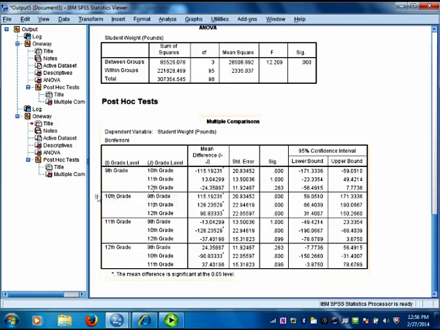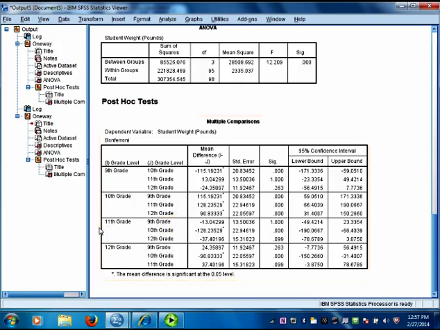And then for 10th graders, we already compared 10th with 9th graders. We'll just go by 10th graders with 11th graders. In the 10th grade and 11th grade comparison, 10th graders are much higher, and the p-value is 0.000. That means there is a significant difference in average weight between 10th graders and 11th graders. And there's also a significant difference in average weight between 10th graders and 12th graders. So 10th graders and 11th graders, and 10th graders and 12th graders, are all significantly different from each other.